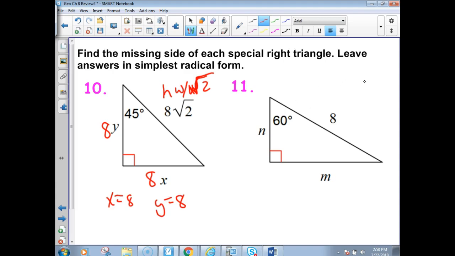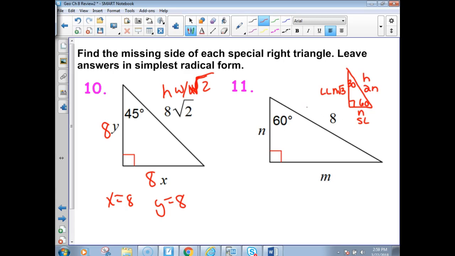Now in 11, we're at the 30-60-90 special right triangle. The pattern on that one is the short leg is n. The long leg is n times the square root of 3, and the hypotenuse is 2 times n.